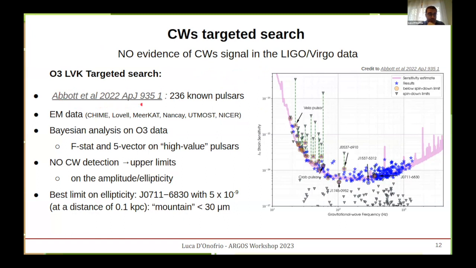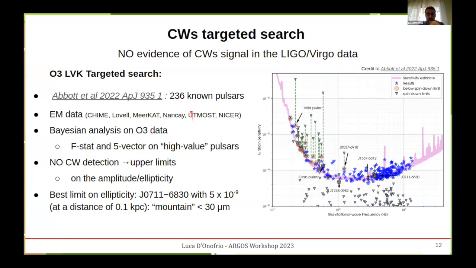The results are described in this paper, in which we analyzed more than 200 known pulsars using the data from the last observing run, O3 data, and also electromagnetic data from different telescopes to constrain the source parameters. And we used Bayesian analysis for each of these 200 and more pulsars, and two other independent pipelines only on the set of high-value pulsars. High-value pulsars, as I said before, are the pulsars for which the upper limit on the amplitude is below the theoretical spin down limit.